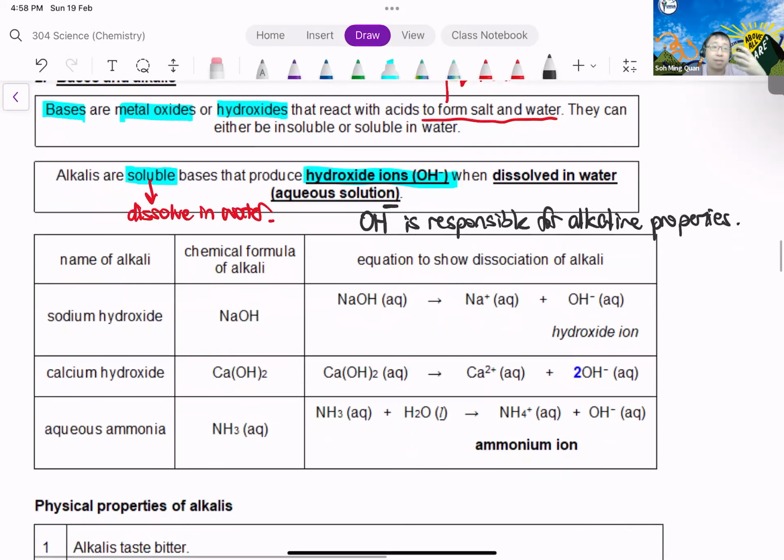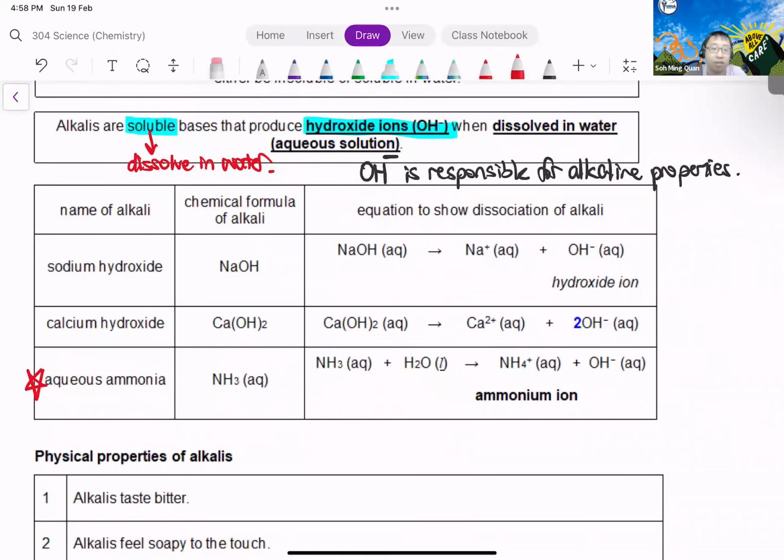What are the common alkalis in the lab? You have sodium hydroxide, calcium hydroxide, and aqueous ammonia. In particular, the last one may be more difficult for you to grasp. You can see that aqueous ammonia, wow, where got hydroxide? There is no oxygen at all in the formula. But do you notice it forms ammonium ion and hydroxide ion. So aqueous ammonia sometimes can also be called ammonium hydroxide. I didn't include the word ammonium hydroxide in your notes because the exams rarely use this word. They will just use aqueous ammonia, but they are the same thing.